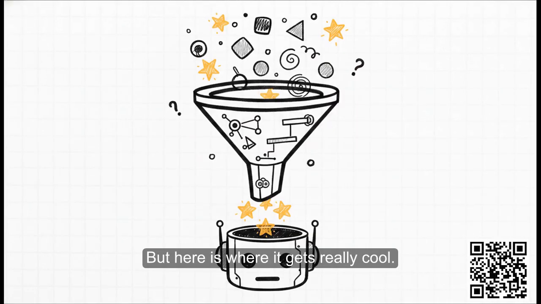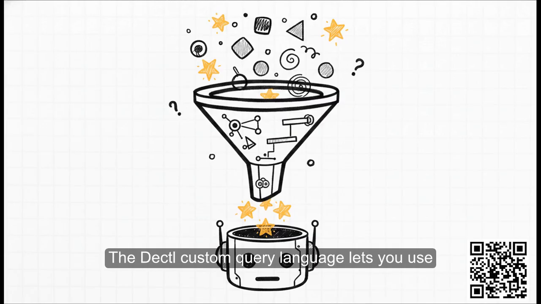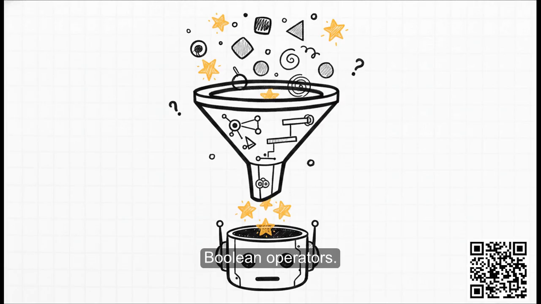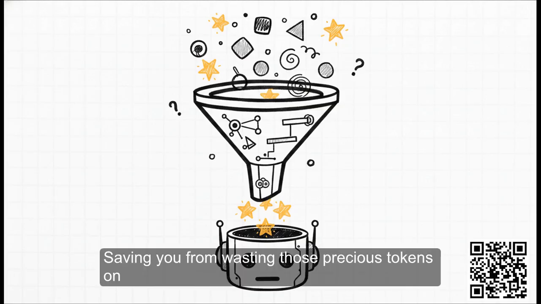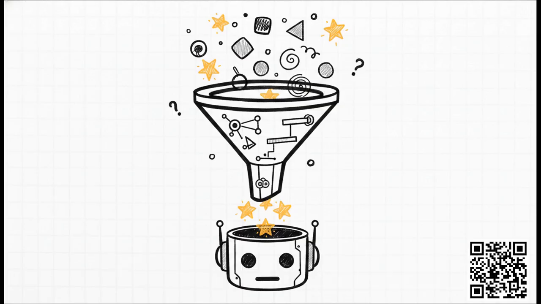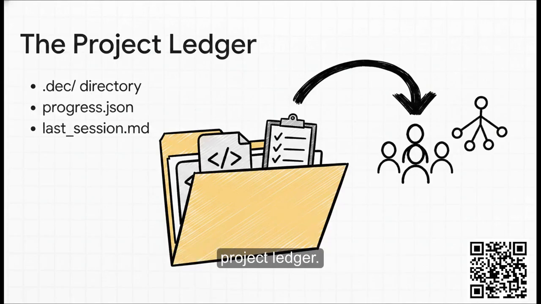But here is where it gets really cool. You don't just blindly search this memory. You query it with surgical precision. The Dectl custom query language lets you use Boolean operators, things like and, or, and not. This means your AI pulls exactly the context it needs and absolutely nothing else, saving you from wasting those precious tokens on irrelevant data.